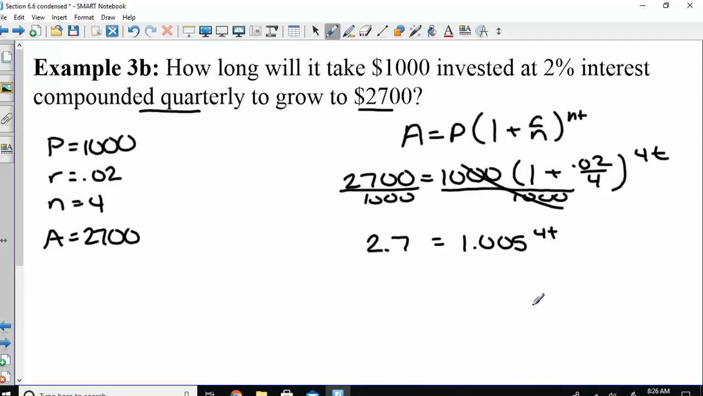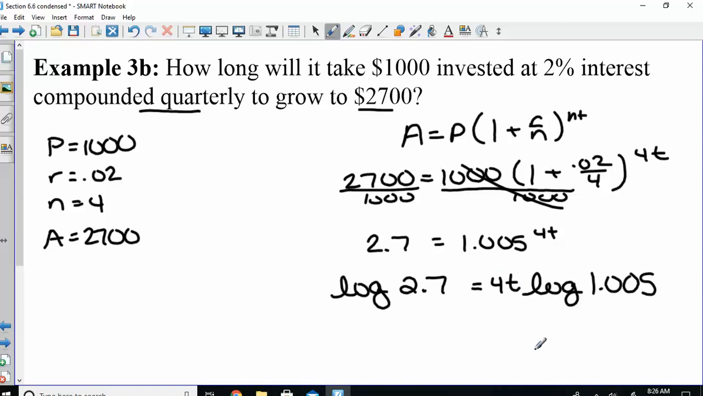What would we do? You can do the regular log or the natural log, it doesn't matter. And when we do that, we know the exponent comes down in front. So if I'm trying to solve for t and t is multiplied with all this, you can just divide by it all at once.